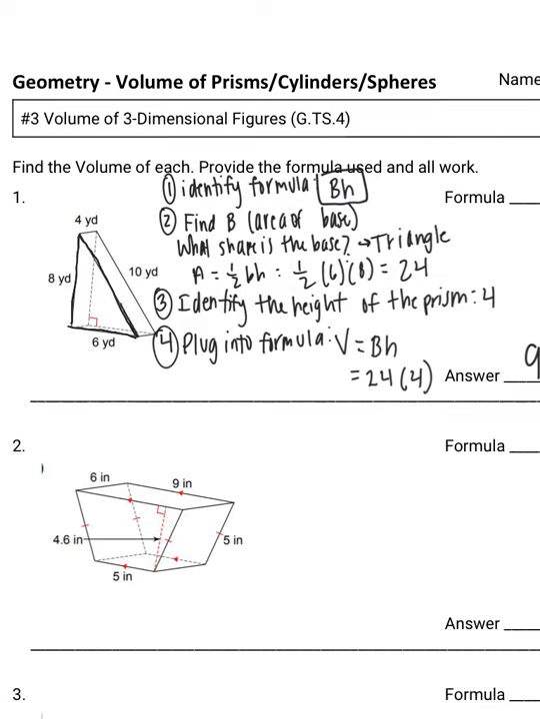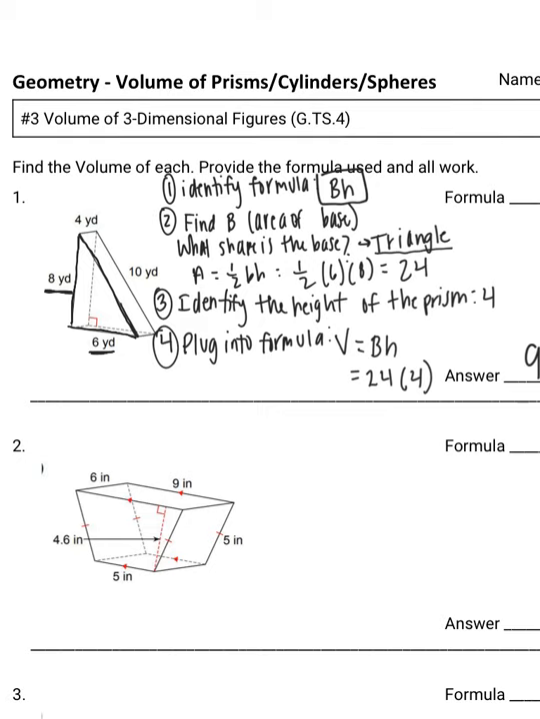So what you're gonna do for step two is identify what shape is your base. In this case, it's a triangle. So I'm gonna go back to my area formulas. Well, I know the area of a triangle is 1/2 base times height. So I'm gonna look over here at my triangle and plug my numbers in. 1/2 base times height. And then I get 24 to be the area of my triangle.